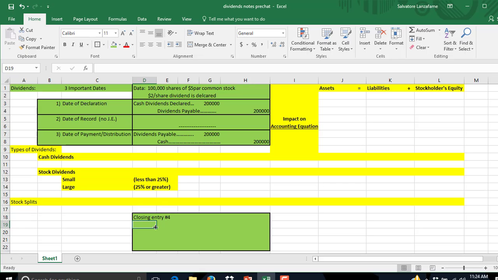So as you can see from number 1 at the top, we debited cash dividends declared. Well, that account is going to have to be closed. How do you close an account that is currently containing a debit balance? Well, remember, you have to do the opposite. So to close something with a debit balance, you are going to credit it. Okay, so that's what we're going to do. Let me just fix this here. I got a little crazy. There we go. Okay, so closing entry number 4 looks something like this.